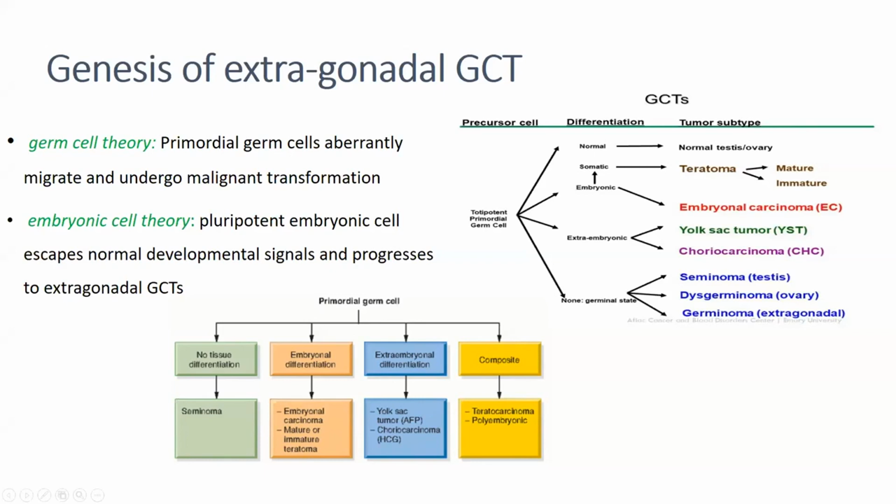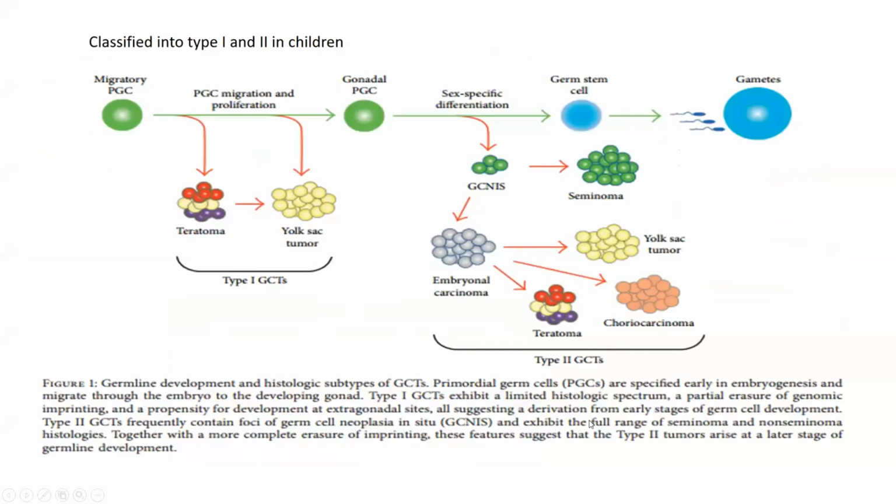If there is no tissue differentiation in the primordial germ cell, then it will lead to the development of seminoma, and if there are various kinds of differentiation, it will lead to other germ cell tumors. If there is embryonal differentiation, embryonal carcinoma or teratoma. If there is extraembryonal differentiation, yolk sac tumor or choriocarcinoma, and then there can be combined differentiation. Then, based on the histology, these tumors are again classified into type 1 and type 2.